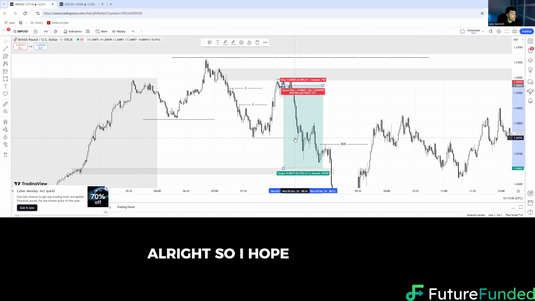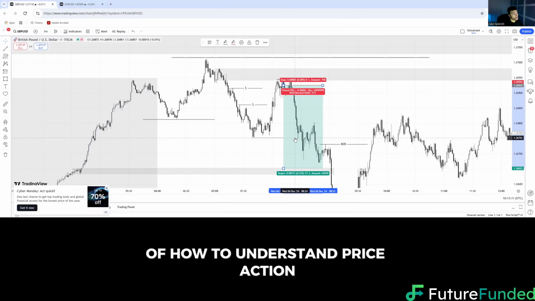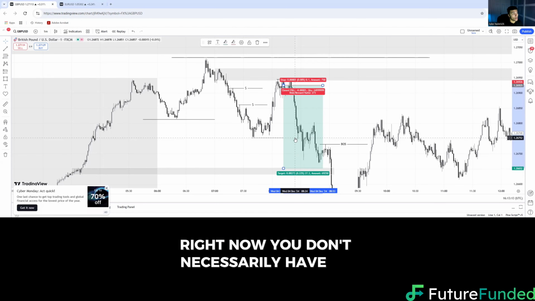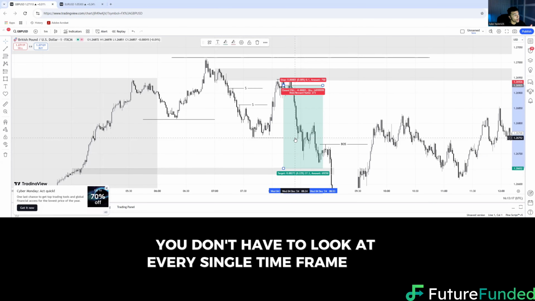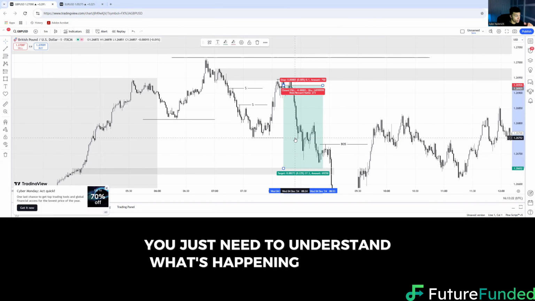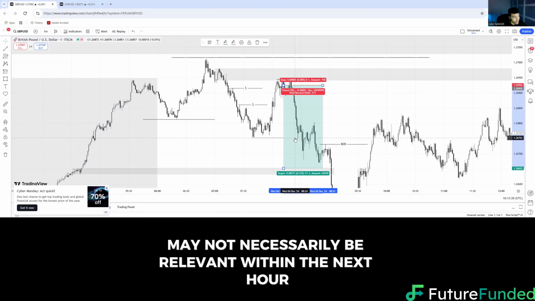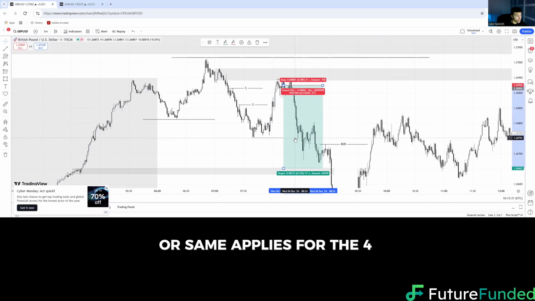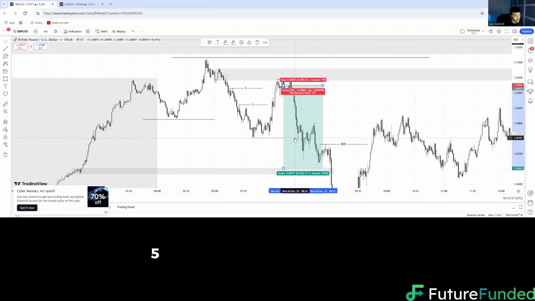All right, so I hope that helps, guys. I hope that gives you a bit more indication of how to understand price action right now. You don't necessarily have to overcomplicate things. You don't have to look at every single time frame and map out every single level. You just need to understand what's happening right this second, because what might be happening on the daily or the weekly may not necessarily be relevant within the next hour, or same applies for the 4-hour or even the 1 hour. Okay, what might be happening right now may only apply in the 15-minute, 5-minute or 1 minute.